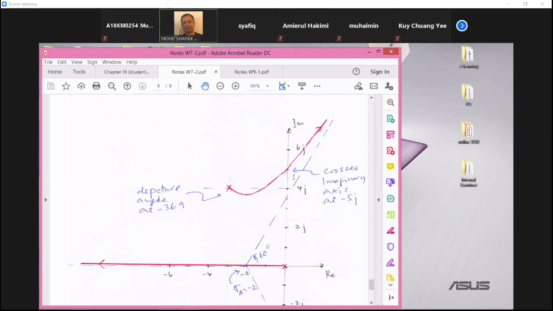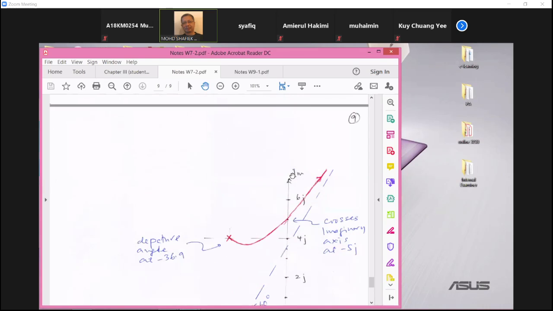stability criterion. I cannot come to my mind. What is it?